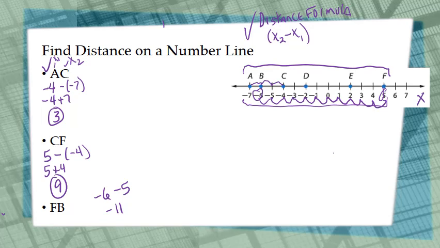Distance formula, x2 minus x1. Remember that. x2 minus x1 gives you the distance formula. And we applied that by finding distances between integers, in this case, on a number line.